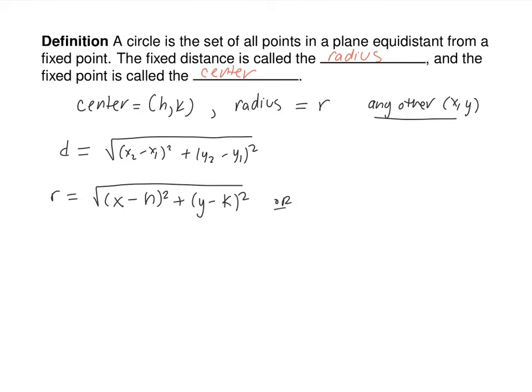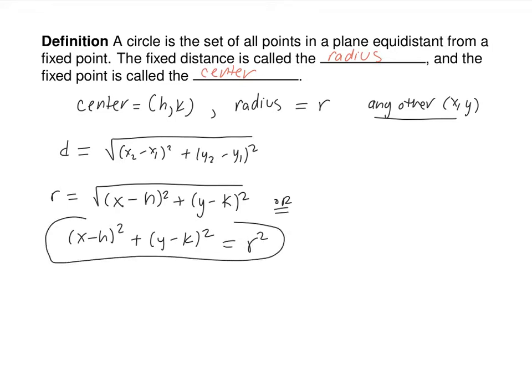Or without the square root sign, that's the same thing as x minus h, the whole thing squared, plus y minus k, the whole thing squared, equals r squared. So that's the equation for a circle with center h, k, and radius r.